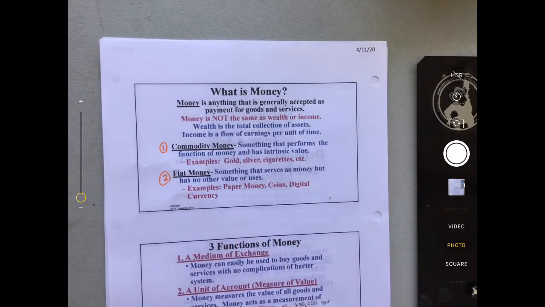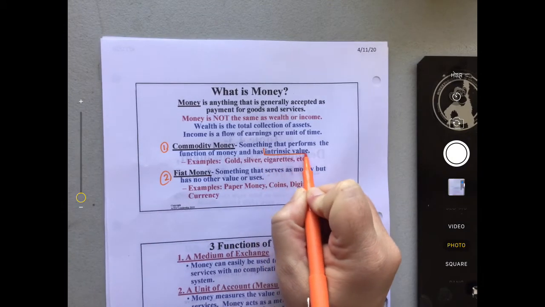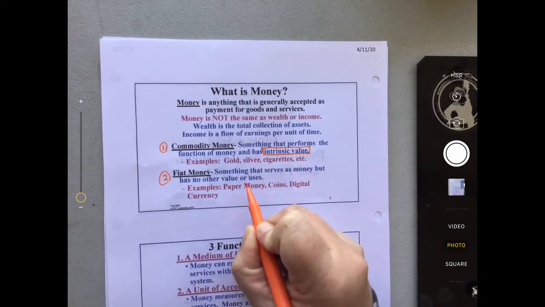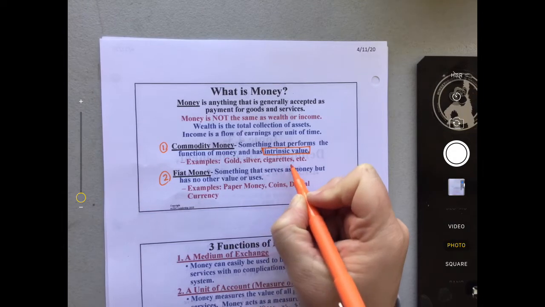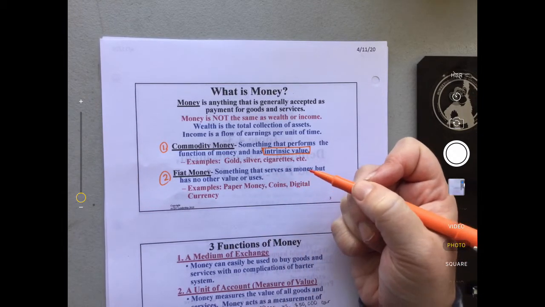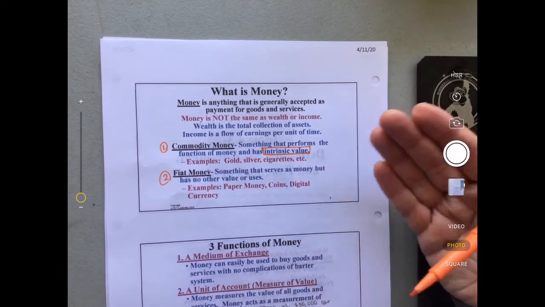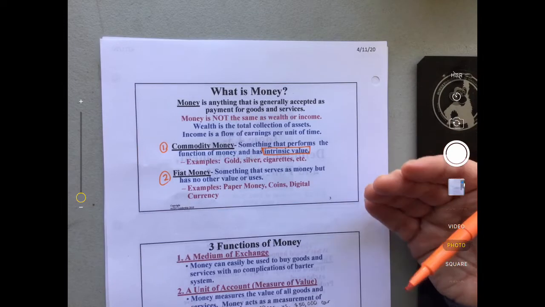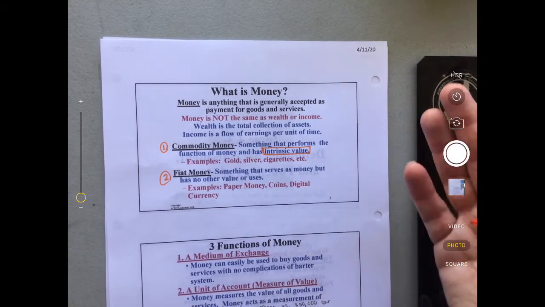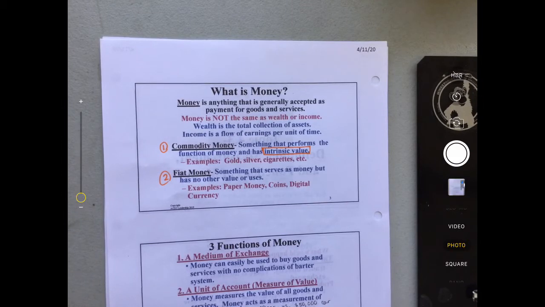Commodity money is something that performs the function of money and also has intrinsic value. Things like gold, silver, cigarettes. A lot of times, during wars or things like that, cigarettes can be easily traded because people actually want these cigarettes, or people want jewelry made out of gold and silver. It has something intrinsic attached to it.